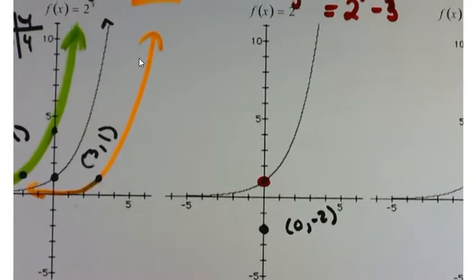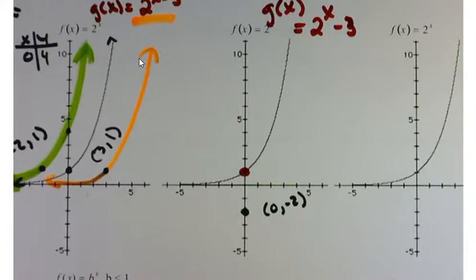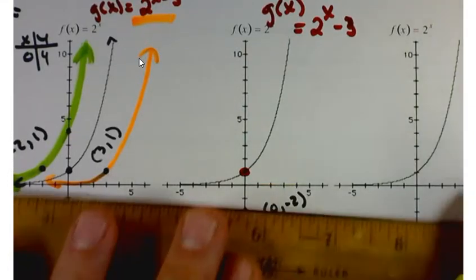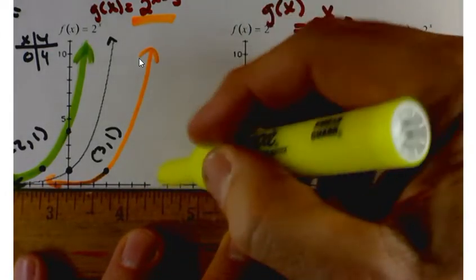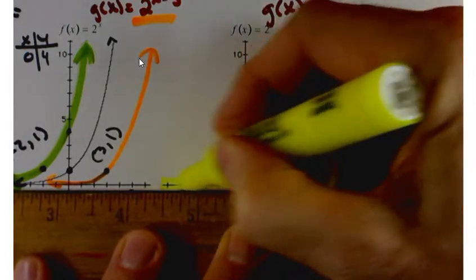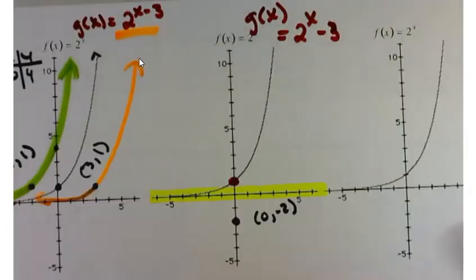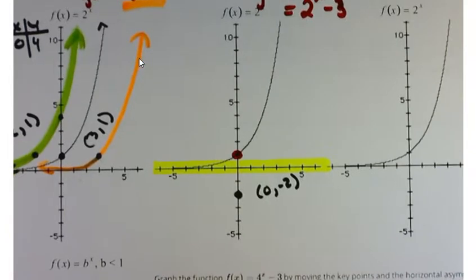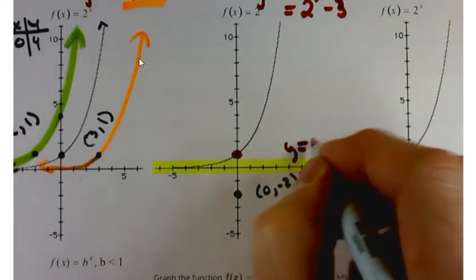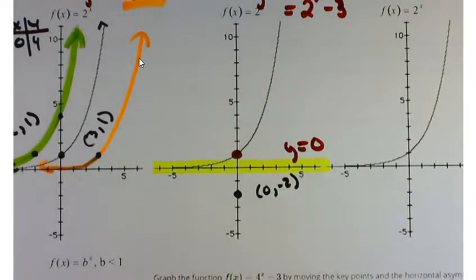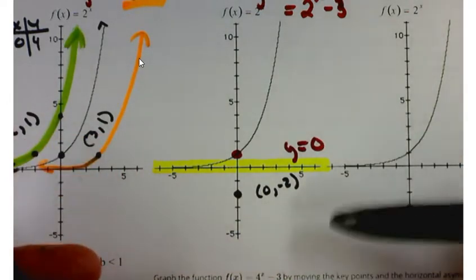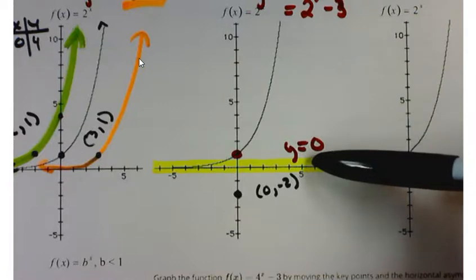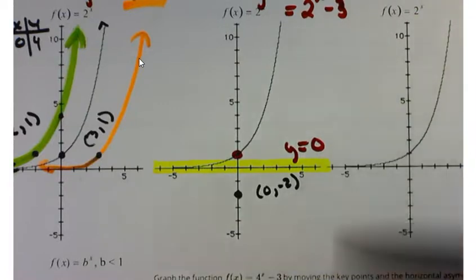But before you start drawing your graph, keep in mind there's something else we have to concern ourselves with. Remember this line here. Bonus points. What's this line called? The asymptote. Good. So the equation of that asymptote was y equals 0. This line also gets shifted down by 3. So if it started out here, y equals 0, where's the new asymptote?